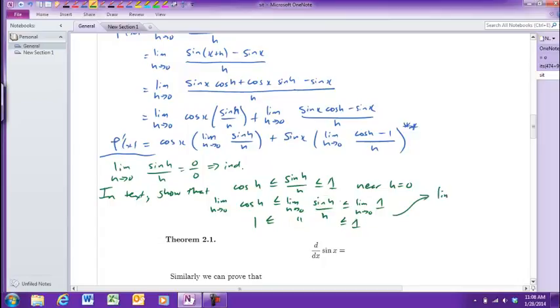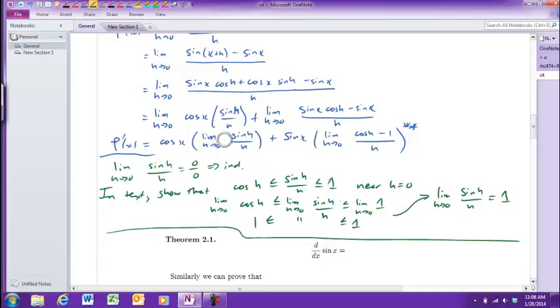So this implies that the limit as h goes to 0 of sine of h over h is equal to 1. And you could also check this, if you don't believe the squeeze theorem, by plugging in some small values of h, like h equals 0.01, and then you divide that by 0.01. You'll be getting a value pretty close to 1. Okay, so we now know that this is equal to 1.